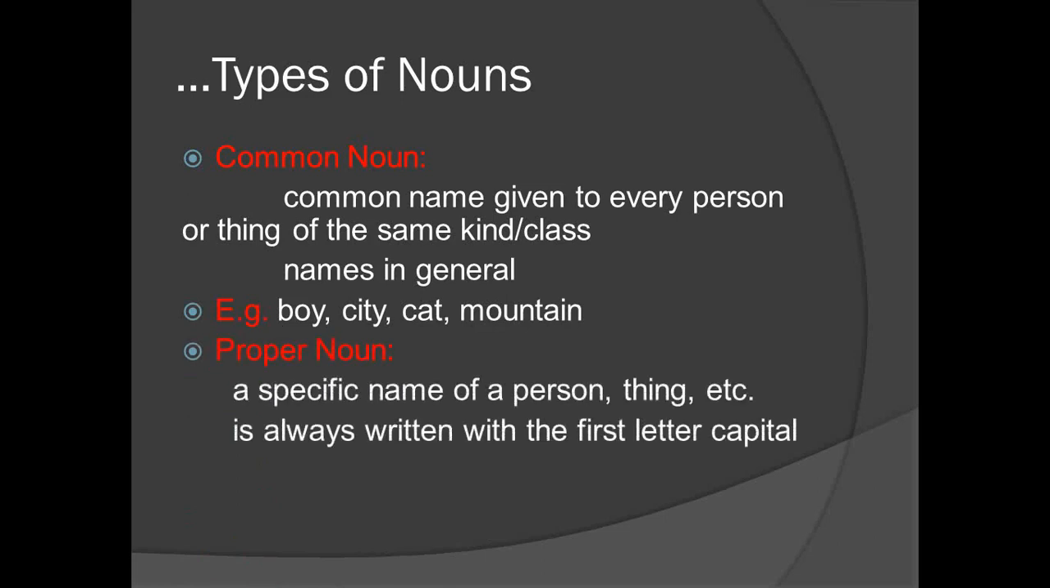A proper noun, on the other hand, is a specific name of a person, thing, etc. It is always written with the first letter capital. Look at the examples. Ali, Lahore, Mano, and Mount Everest are proper nouns. Notice that all of these examples begin with a capital letter. This is why they are called proper nouns, because these are the particular names of somebody special.